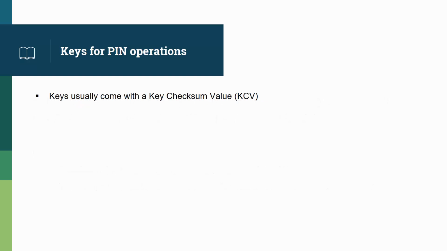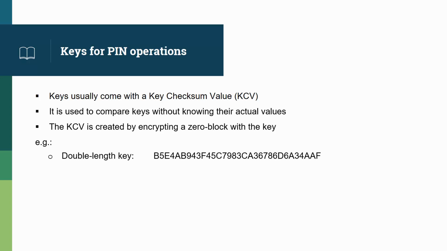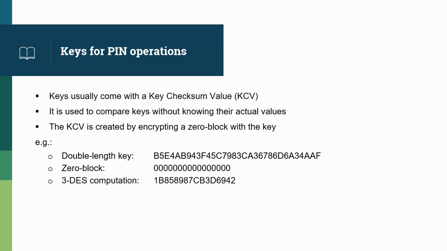An important concept to introduce when it comes to keys is the key checksum value, or KCV. KCVs are used to compare keys without knowing their actual values, and they are created by encrypting a zero block with the key. Let's go back to our example of a double-length triple DES key. This is a zero block for triple DES. It's made of 8 bytes. If we do a triple DES encryption on that block with that key, we get this result.